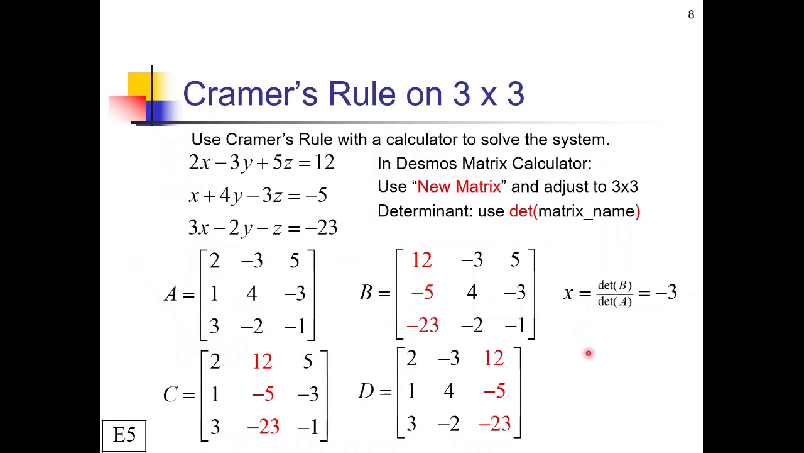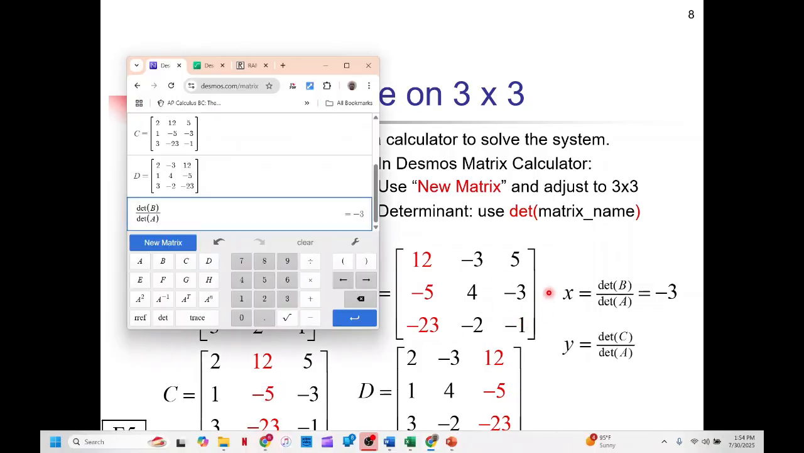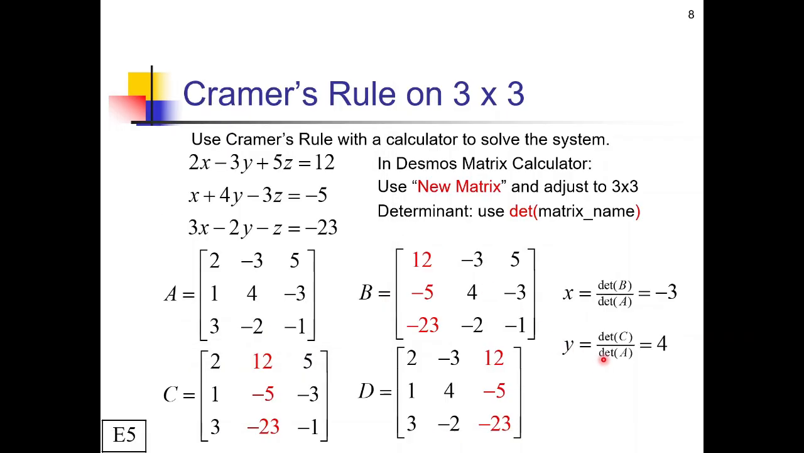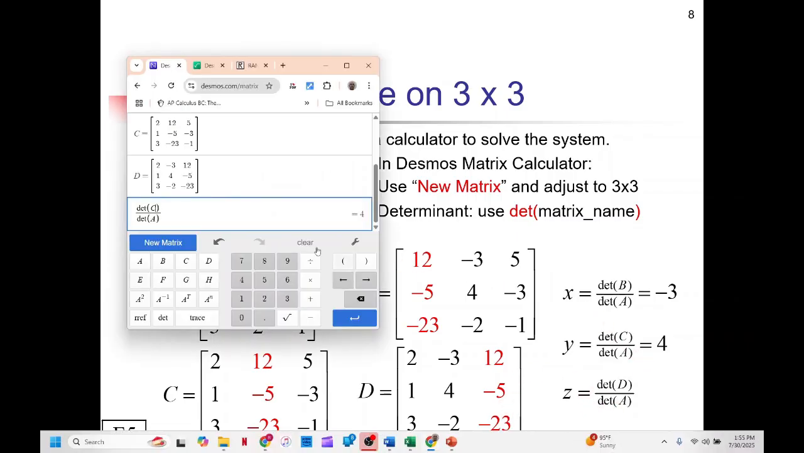Next, for the y value, that's determinant of the C matrix divided by determinant of the A matrix. So let me just go here, and I can just replace the B with a C. It's actually kind of nice that I've already got that entered in there. That comes out to 4. Okay? And then finally, for the Z variable, we have determinant of D, where we replaced our Z values, divided by determinant of A. So back in Desmos, replace the C with a D, and that's 6.